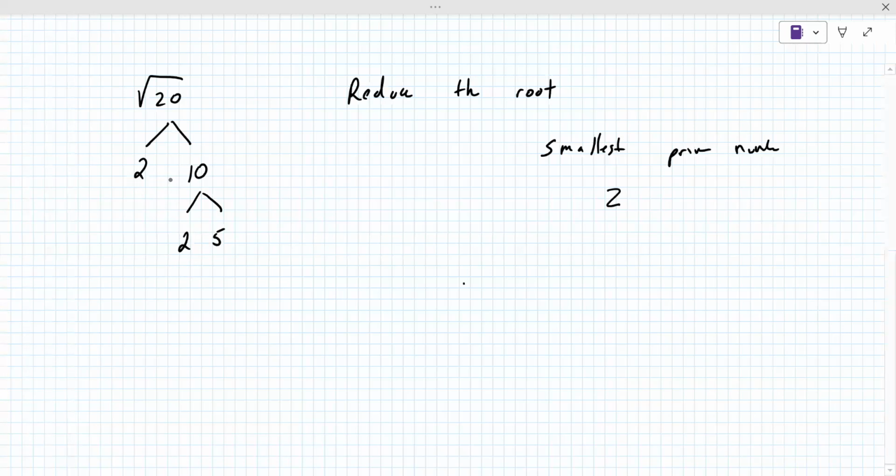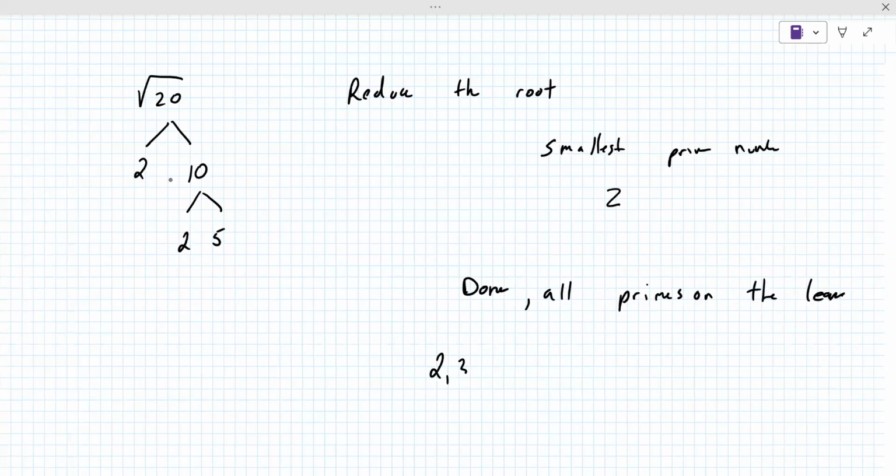You're done. A lot of students wonder, well, when are you done? You're done when it's all primes on the leaves, on the outer edge there. So let me give you a brief list of all the prime numbers here that you will likely need for today. You probably don't even need this high for your class, but this is probably sufficient.